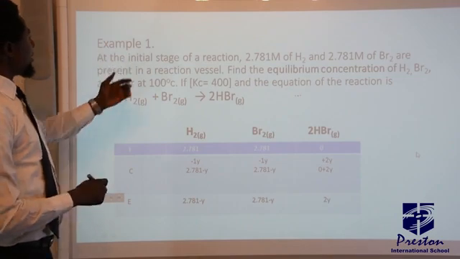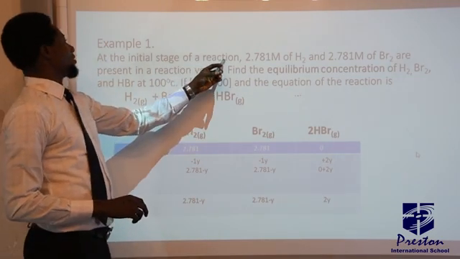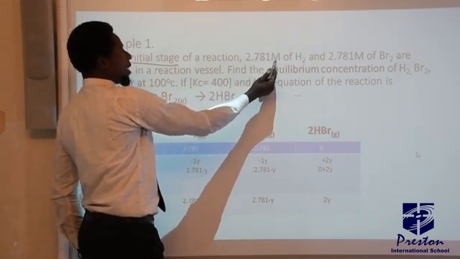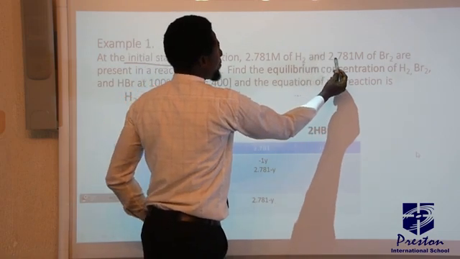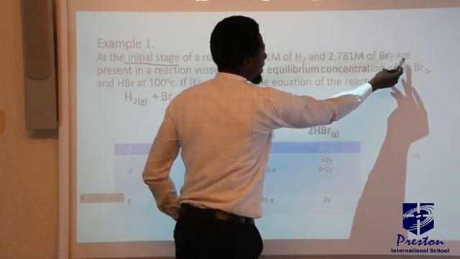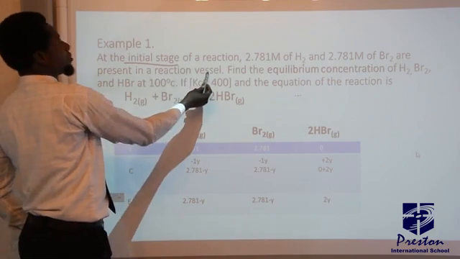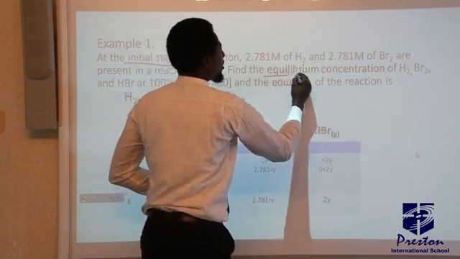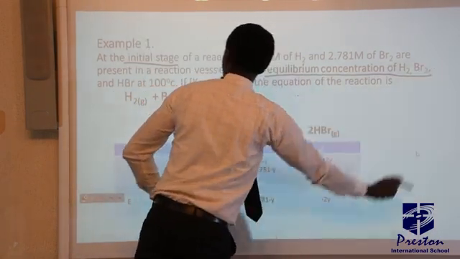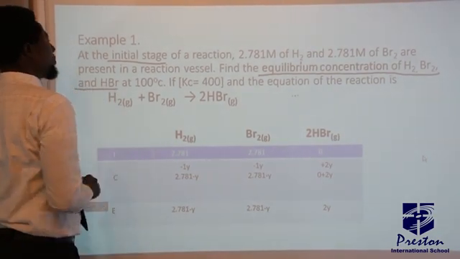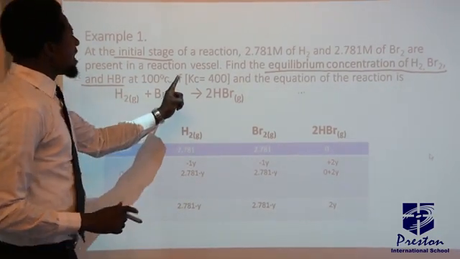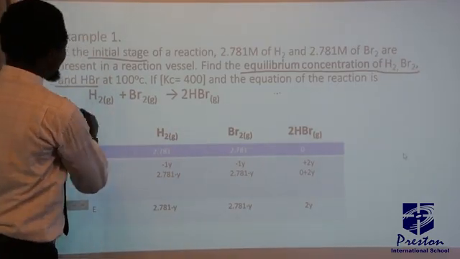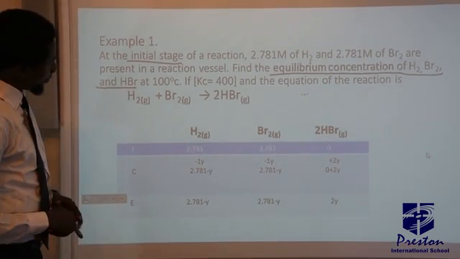Example 1. At the initial stage of a reaction, 2.781 molar of hydrogen gas and 2.781 molar of bromine gas are present in a reaction vessel. That is the initial stage. Then find the equilibrium concentration of H2 and Br2 as well as HBr at 100 degrees Celsius if Kc, that's our equilibrium constant, is equal to 400. And the equation of the reaction is given as represented on the board.